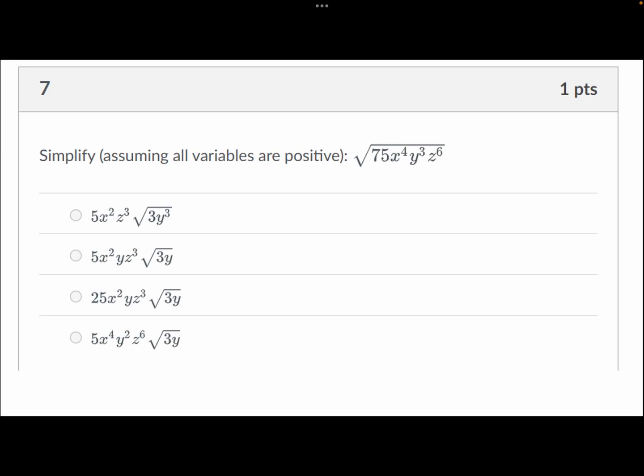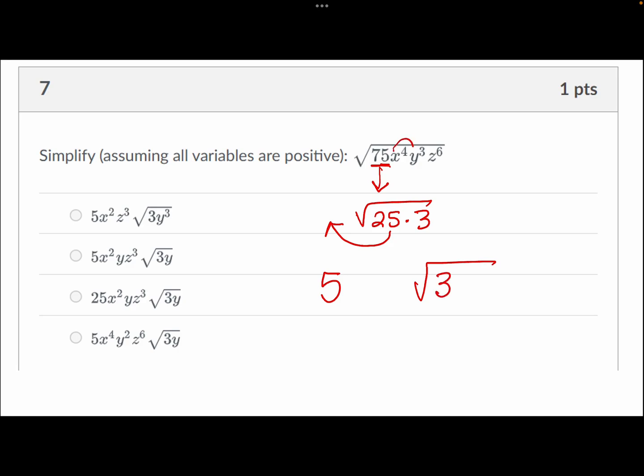So assume all variables are positive. We learned how to do the square root of 75 in first semester. You're going to break that down into a perfect square of 25 and 3, and that way 25 breaks out. So I know I'm going to have a 5 out, and I'm going to have a 3 under my radical.